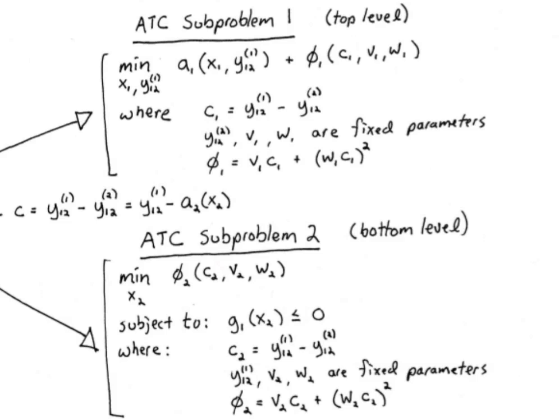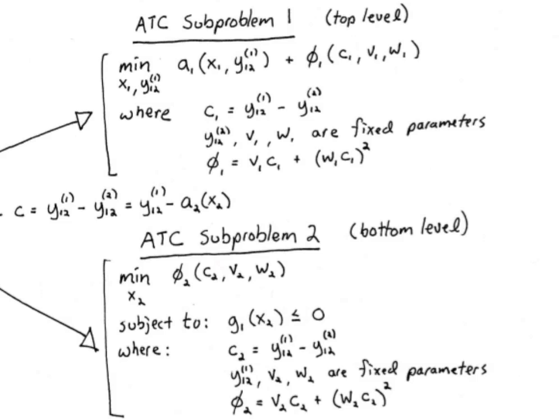Unlike subproblem 1, this is a constrained optimization problem and can be solved using an algorithm for nonlinear programming such as SQP. Because it has a quadratic objective and a linear constraint, it is actually a quadratic program and could be solved using more specialized quadratic programming techniques.